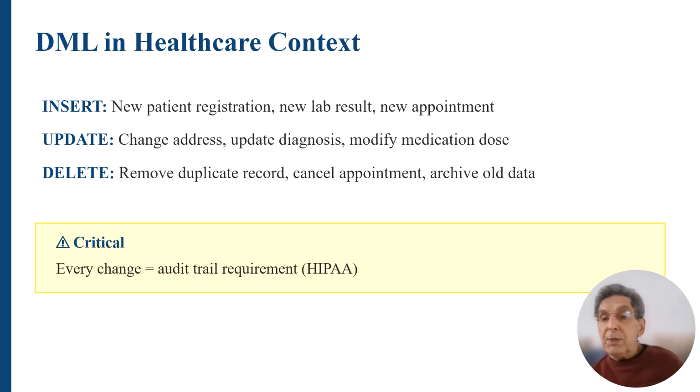Now, update is what happens when a patient moves and you need to change their address. It's also what happens when a provider adjusts a medication dosage. It's what happens when an encounter status changes from in progress to completed. You're modifying existing records. And delete is what happens when you need to remove a duplicate record or one that was entered by mistake. It's what happens when an appointment is canceled, or it can happen during archival processes.